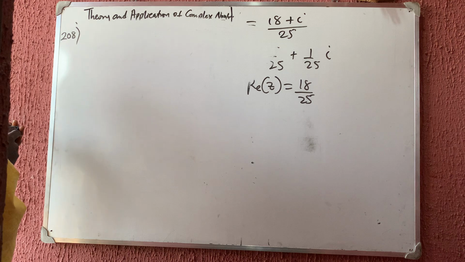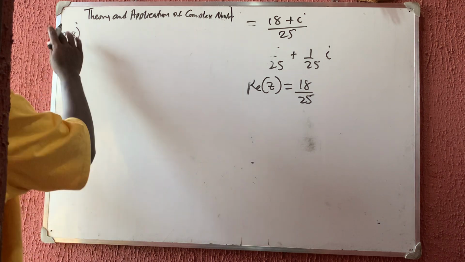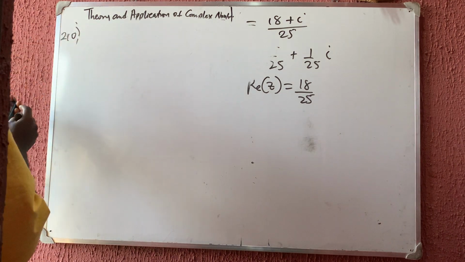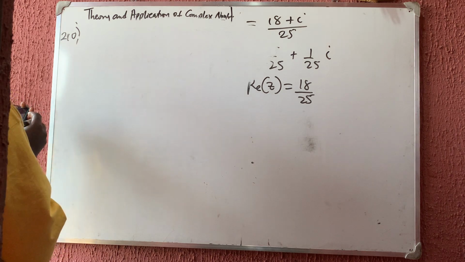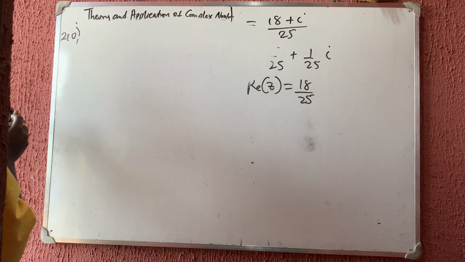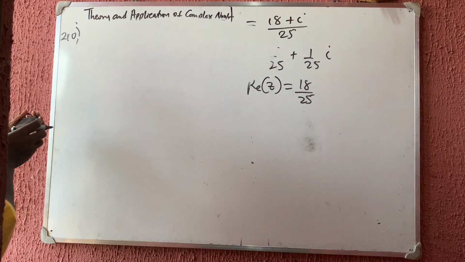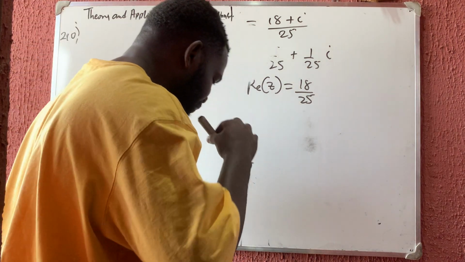Question number 208. Okay, there is no 208, no 209, 210. Question number 210 said, obtain the modulus, the argument, and the principal argument of the complex number. Okay, permit me to refill.